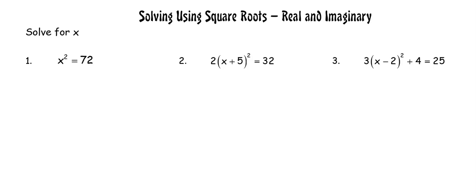Hello. All right, so we have reviewed how to simplify radicals. Now we are going to look at how to use radicals when solving. So this method is going to be solving by square roots. So we have x squared. Our x squared is isolated. To undo squaring something, we're going to take the square root.